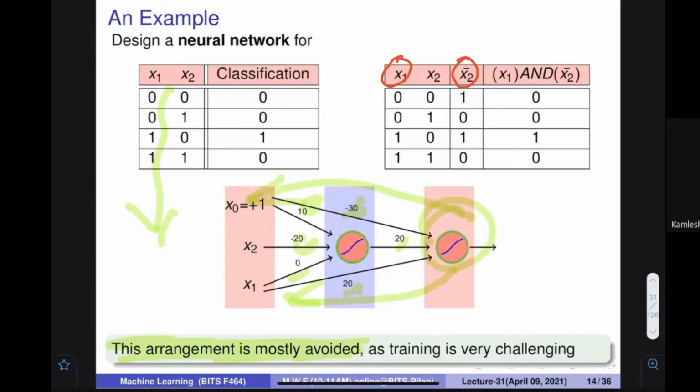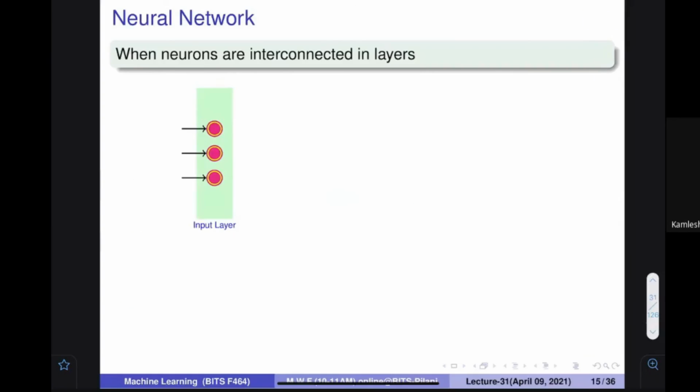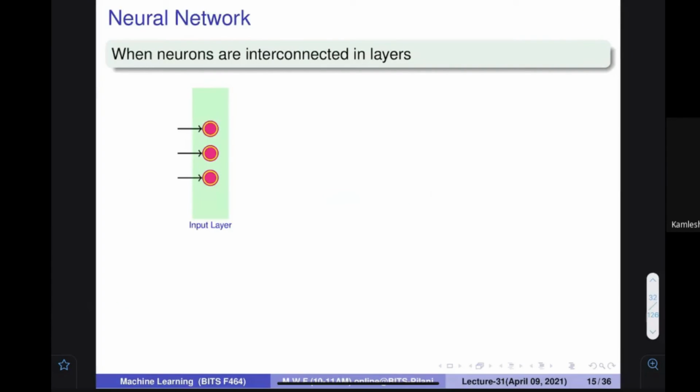Okay, so this slide gives you the idea of why multi-level perceptrons are going to be important. So what is the basic, what is the good idea?